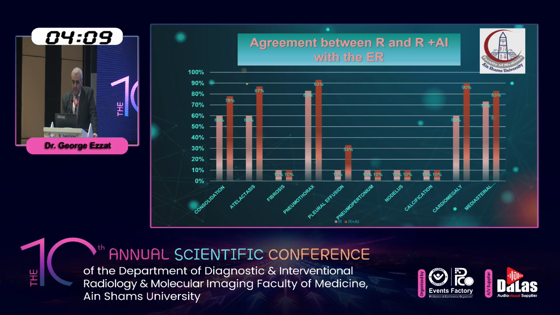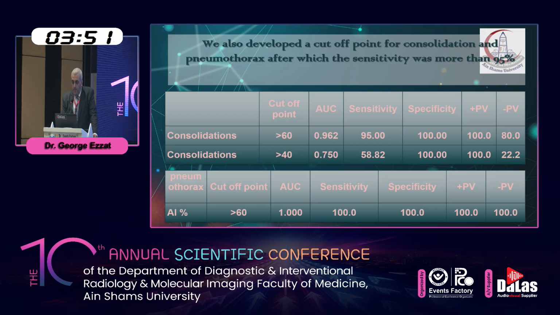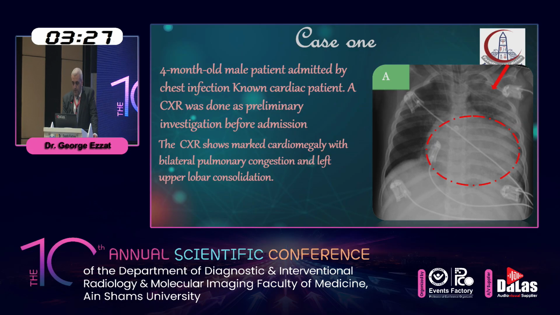And there was also increase in the degree of agreement between the resident and the consultant radiologist after the use of AI. Also, the mean time for interpretation for each study was significantly reduced after the using of the AI software. And finally, we came up with a proposed cutoff point for this software for the probability score, after which we can diagnose this abnormality. We proposed over 60% in consolidations as a cutoff value for diagnosis of consolidations by using the AI software.